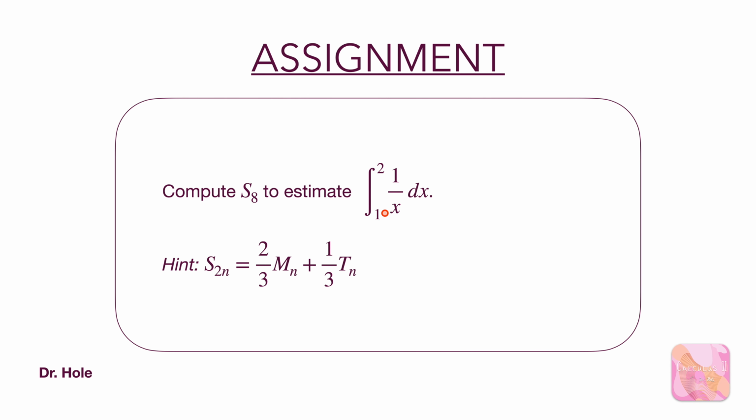So in computing s sub 8, 8 is 2 times 4. In a previous assignment for this very definite integral, you computed m sub 4 and t sub 4. Go back and look at those values. Multiply them respectively by 2/3 and 1/3. Sum those quantities, and then that's a computation for s sub 8. Nice.